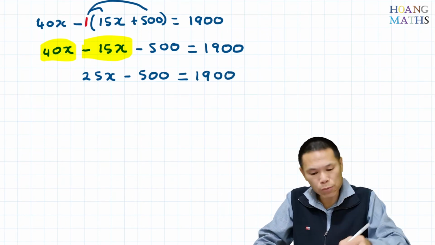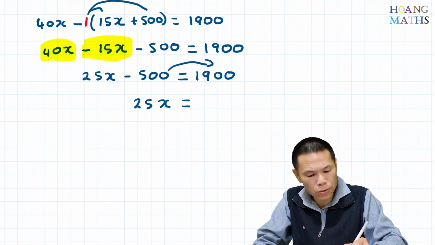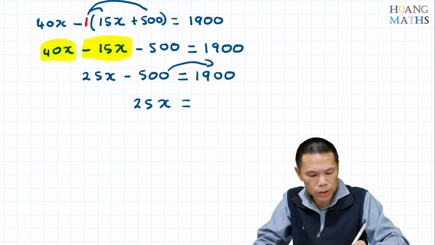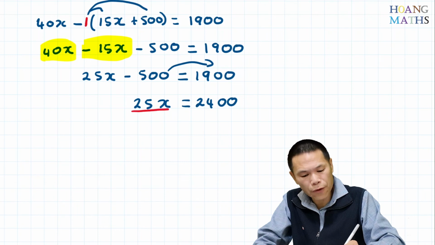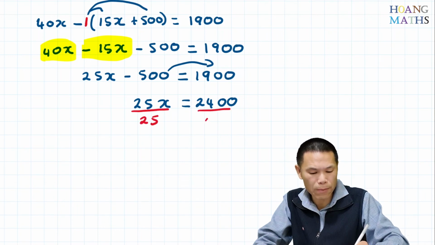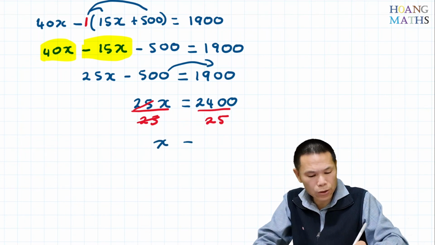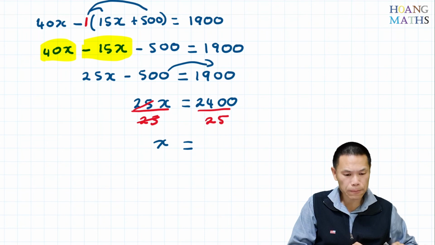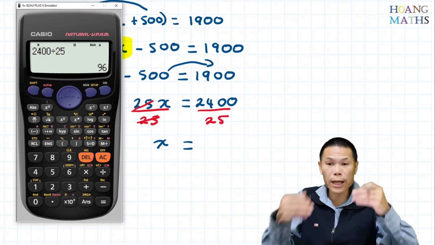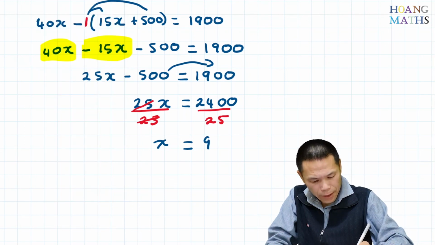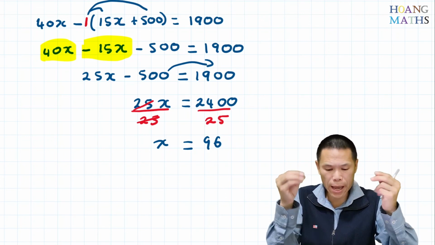Then I just move the 500 aside. So that will give me 25x is equal to 1,900 plus 500, which is 2,400. Now I just solve the equation, so I divide by 25. That cancels out. Therefore, x is equal to, so I quickly use the calculator, 2,400 divided by 25. That is 96. So therefore, 96 birdhouses.